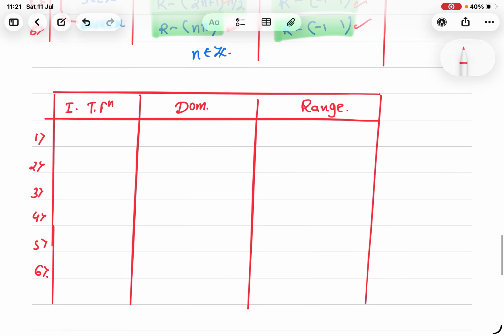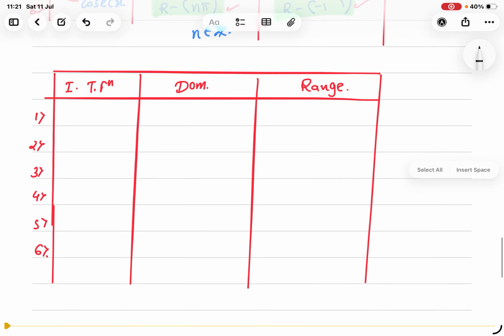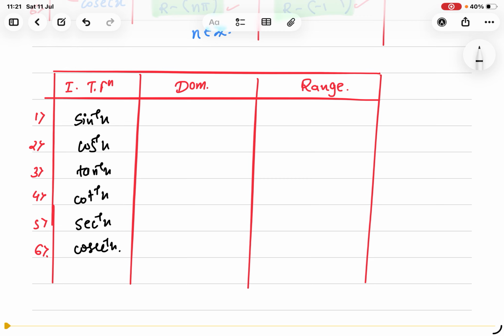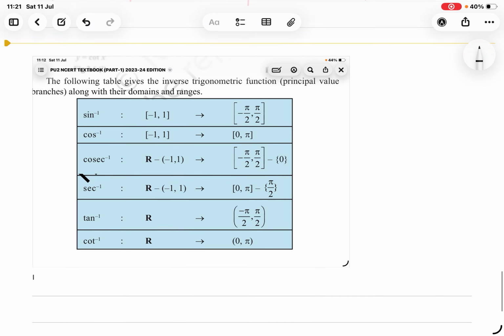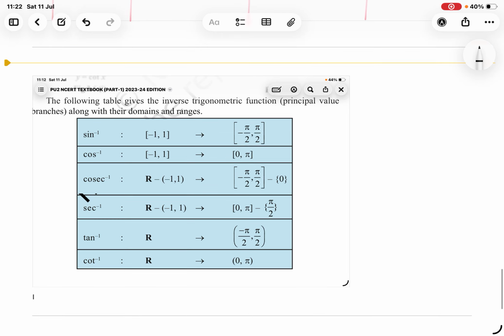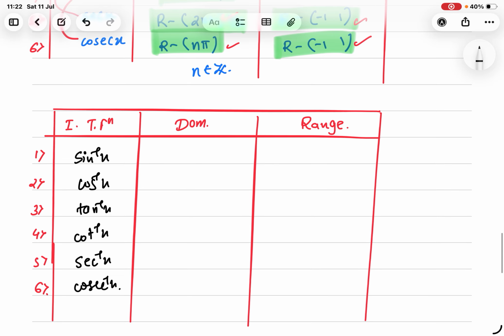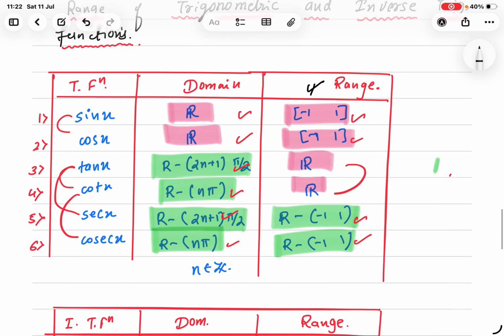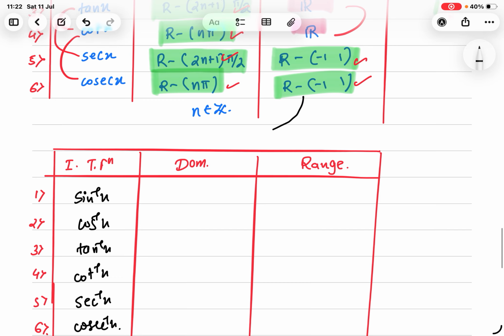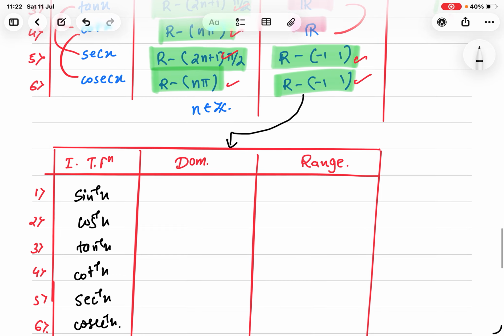Now take the next one, that is the inverse trigonometric functions: sin inverse x, cos inverse x, tan inverse x, cot inverse x, sec inverse x and cosec inverse x. Here the domain and range are there, I hope it is in the NCERT book, don't worry about that. Whatever the range of the normal trigonometric functions, you have to write that as the domain of the inverse.